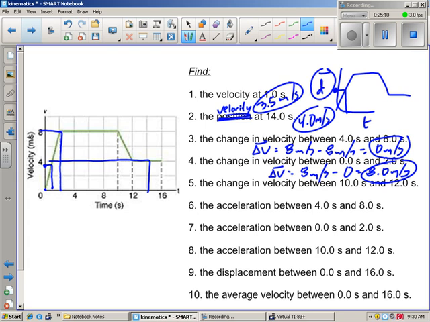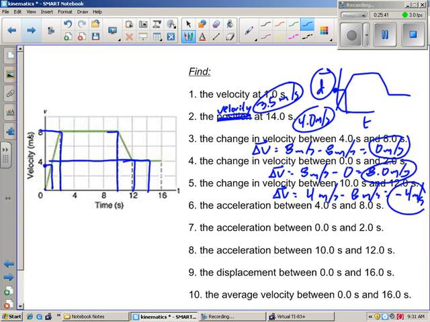Change in velocity between 10 and 12. Okay, this is 10. The velocity is 8 meters per second. The velocity here is 4 meters per second. The change in velocity is going to be what? Good, 4 minus 8. The final minus the initial, which is 4 minus 8, or negative 4 meters per second. It should be a negative. It's sloped downward, right? It's decreasing velocity. So it's a negative change in velocity.